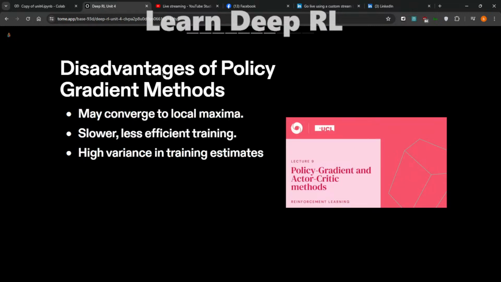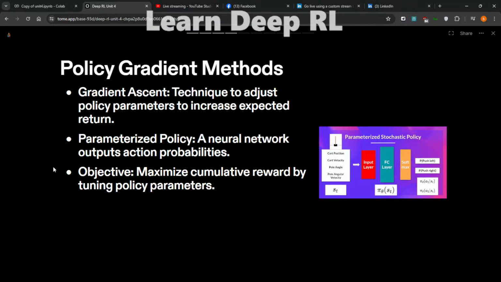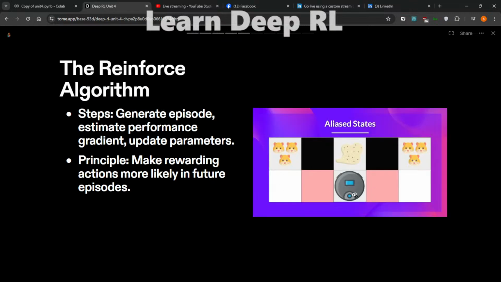So what are some of the disadvantages of policy gradient methods? They may converge to a local maxima. Depending on the environment, you may get stuck in a state if the probability distribution is whack.